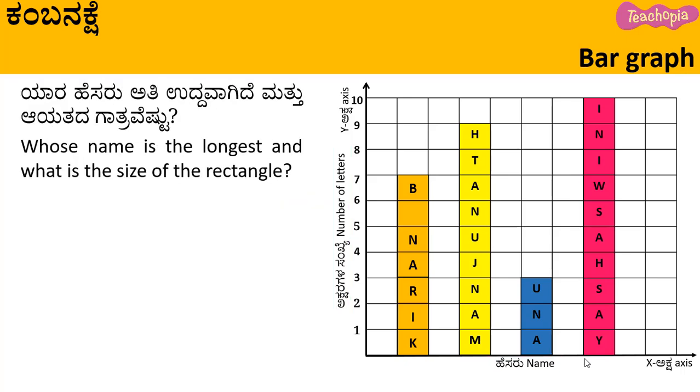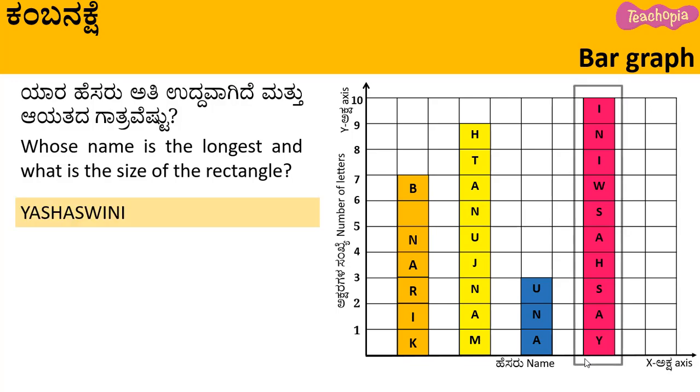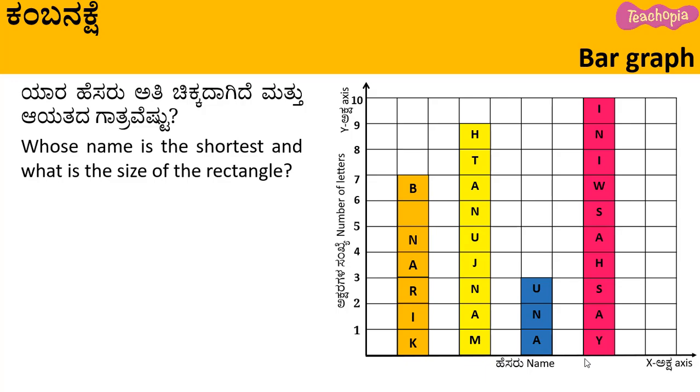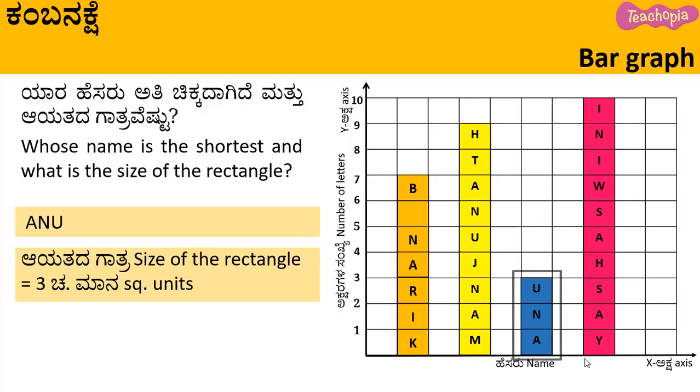The next question to be answered is, whose name is the longest and what is the size of the rectangle? If you look at the bars created by the names carefully, Yashaswini has the highest length rectangle and the rectangle size is 10 square units. The next question is, whose name is the shortest and what is the size of the rectangle? Once again, go back to the bar graph and search for the shortest bar. So here we can say that Anu is the shortest name and the rectangle size is 3 square units.